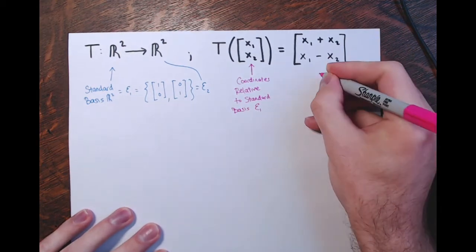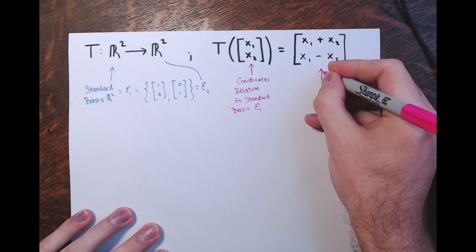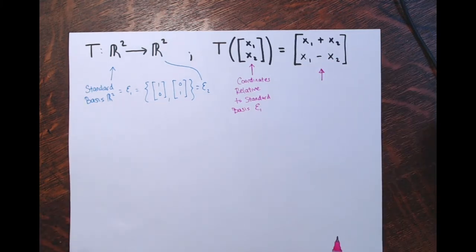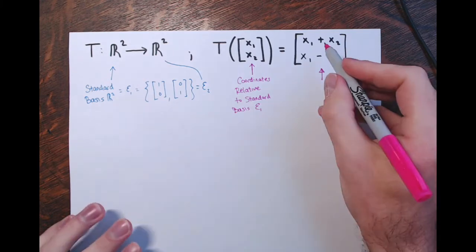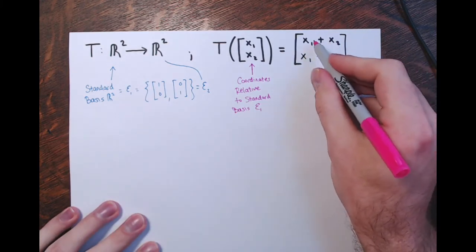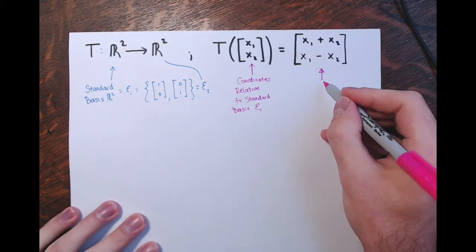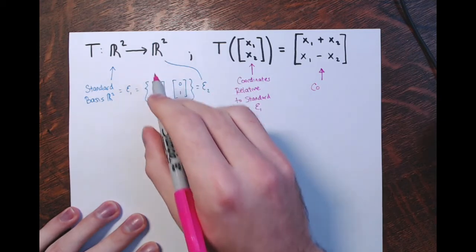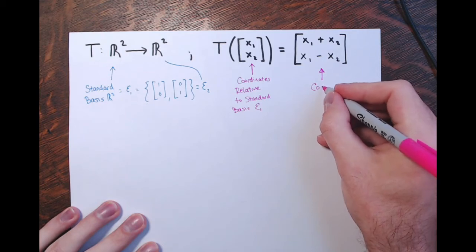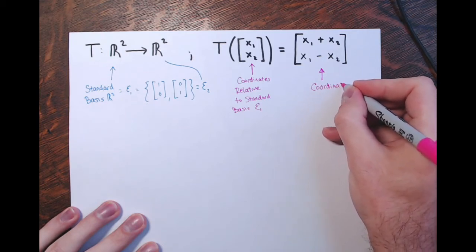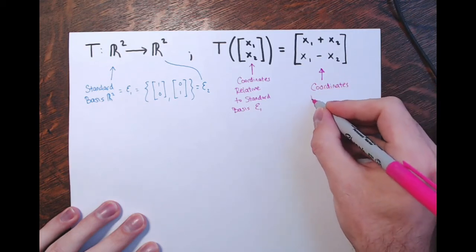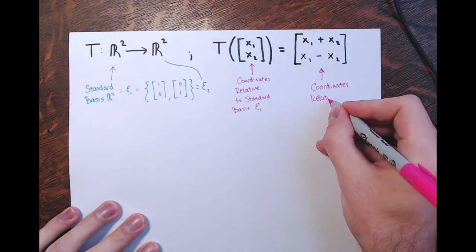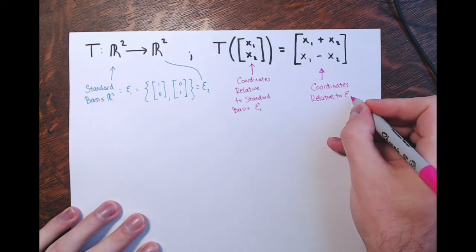And the same thing for the outputs. When, again, what you're used to is, when I'm given a transformation, a rule for it, these components of the output, you could think of these as coordinates relative to E2, the standard basis for the codomain. I'll just say coordinates relative to E2.